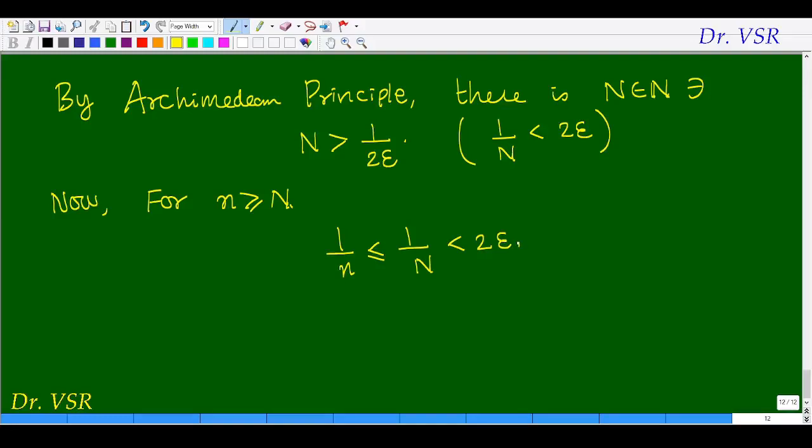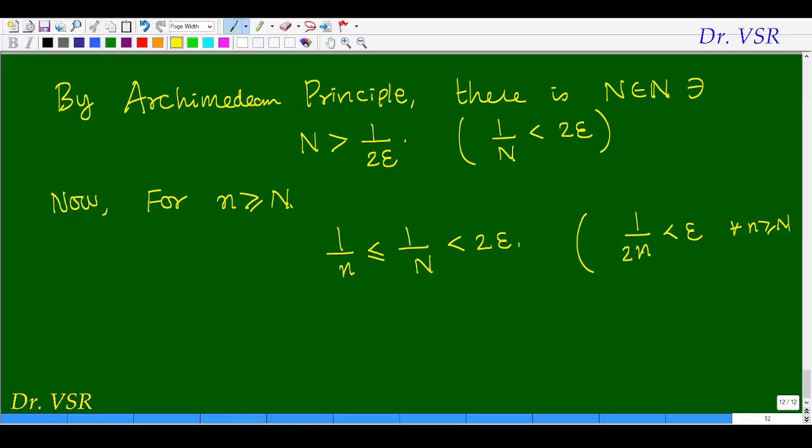So from this, 1 by n is less than 2 epsilon. Can we bring this 2 down? Then 2 epsilon is this condition, for every n greater than or equal to N. Is this place clear? 1 by n is less than or equal to 1 by capital N, and 1 by capital N is less than 2 epsilon. I only brought the 2 down, in 2n.